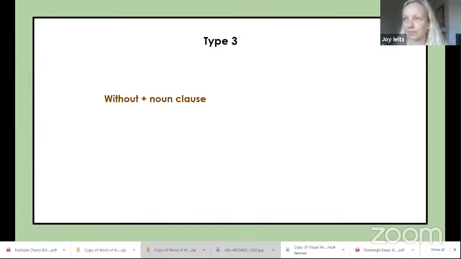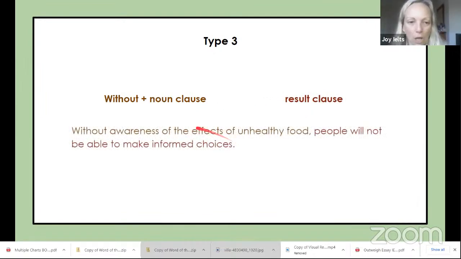Without, we can't have a subject and a verb. I can't think of an example. So without plus noun clause and then result clause. So, without awareness of the effects of unhealthy food, people will not be able to make informed choices.